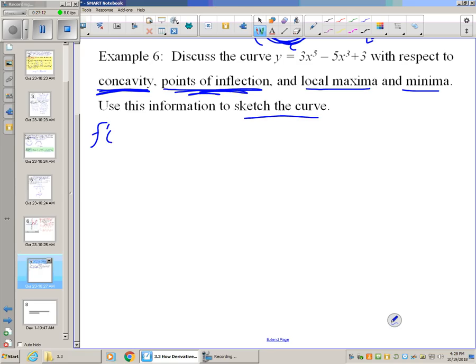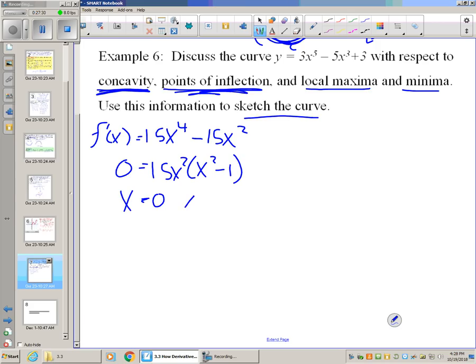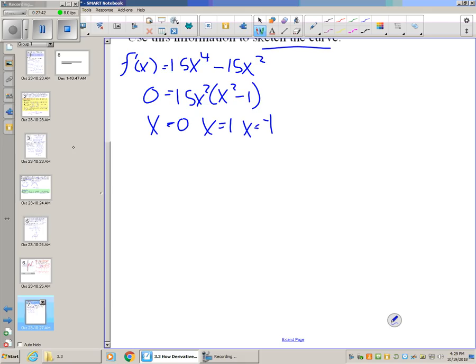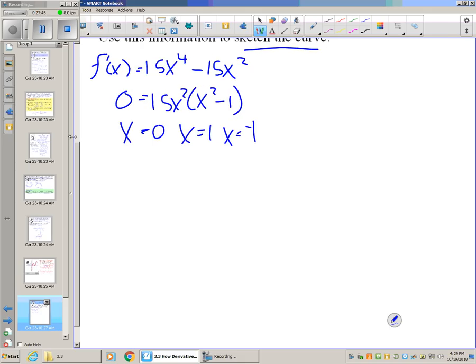So let's first do f prime of x equals 15x to the fourth minus 15x squared. Solving this, we get 0 equals 15x squared times (x squared minus 1), so x equals 0, x equals 1, and x equals negative 1. All right, those are our critical points. Now let's find where f double prime is equal to 0. Those will be considered our points of inflection, and then we can compare and sketch based off of that.